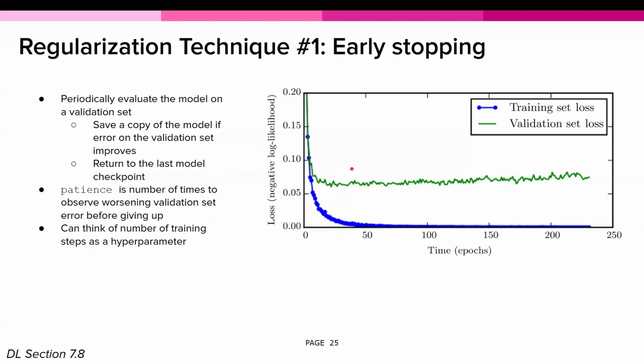Interestingly, you can think of early stopping as kind of trying to find the number of time steps that is optimal for your model. So it's almost like a hyperparameter, except one where you only need a single run of training to figure out what the number of time steps should be.